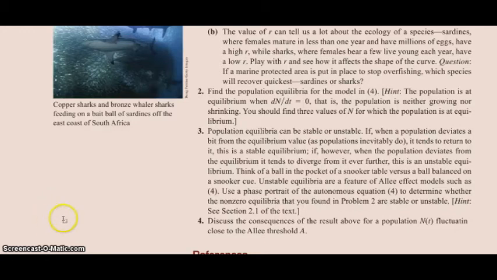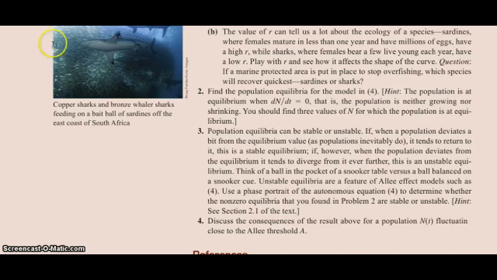So guys, this is our third question. It's easy. We just need to decide about the stable equilibrium and unstable equilibrium. With a stable equilibrium, when the population deviates a bit from the equilibrium value, it tends to return to it, so it attracts. When we talk about an unstable equilibrium, it means that when the population deviates from the equilibrium, it tends to diverge from it even further.